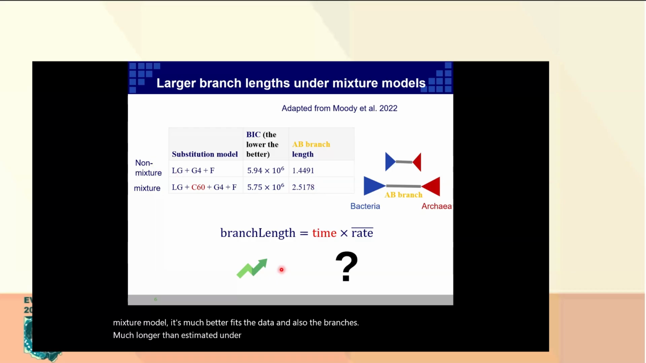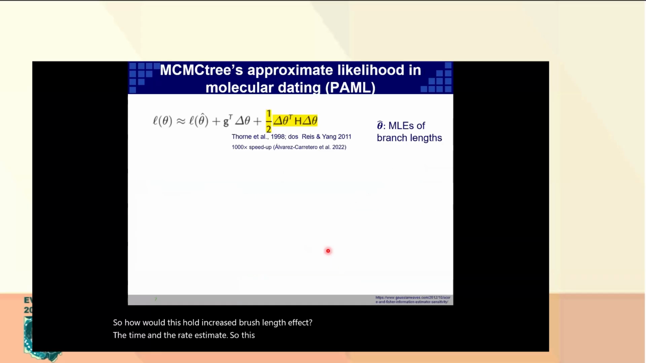So here we know that using a mixture model for deep time phylogenies, we get much longer estimates for the branch length. And branch length is the product of time and the average rate of the branch. So how would the increased branch length estimate affect the time and the rate estimate? This is the question we are going to answer.